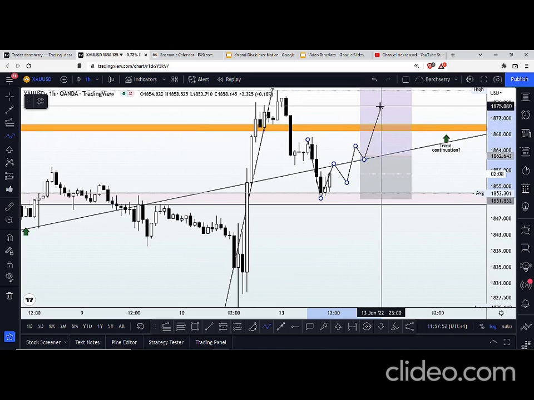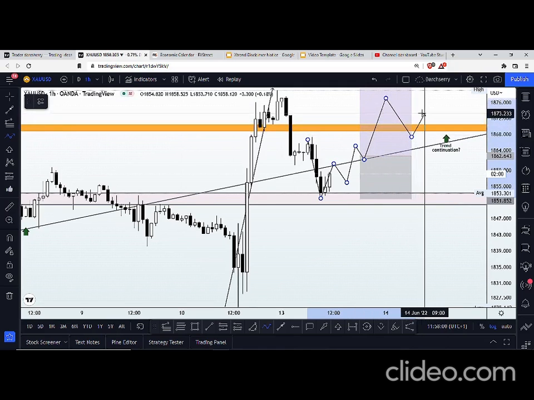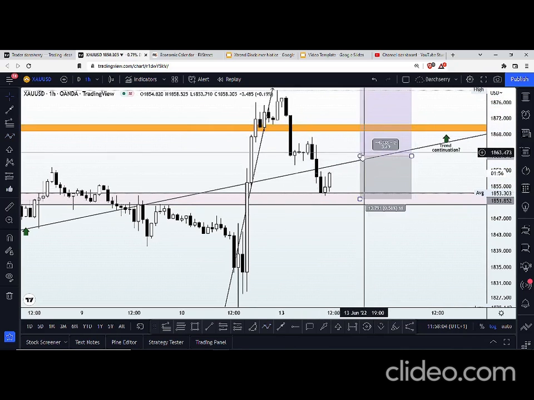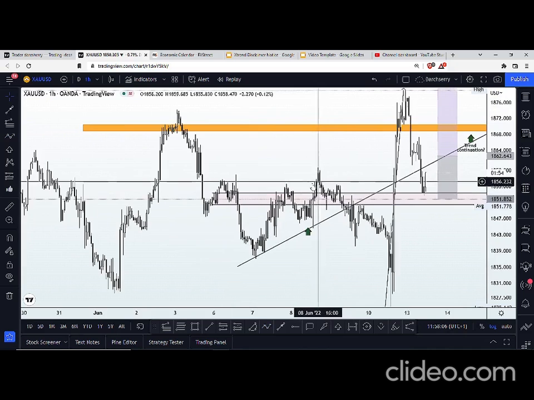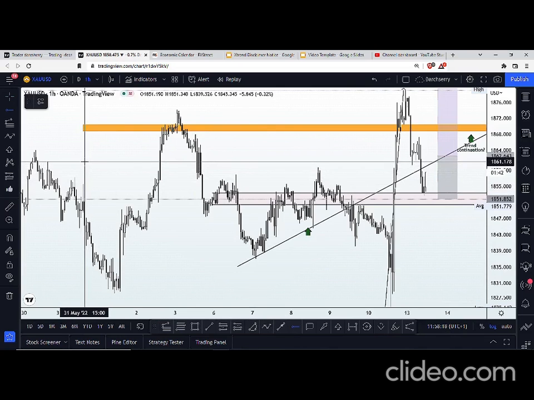Then, like I said, a breakout of that key level at $1,870, a retest of that key level should welcome another opportunity to add one more position to this trade. So what this simply means is that we want to have our entry point right above this area. We want to have our entry point right above here.